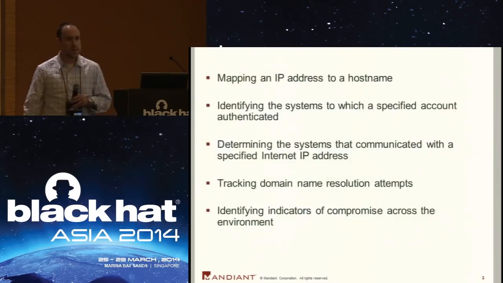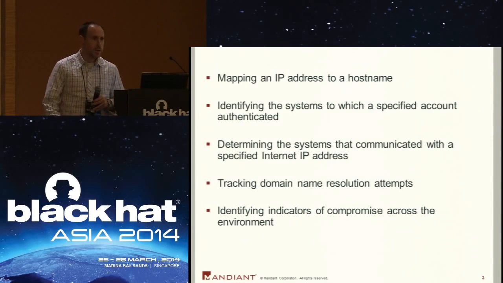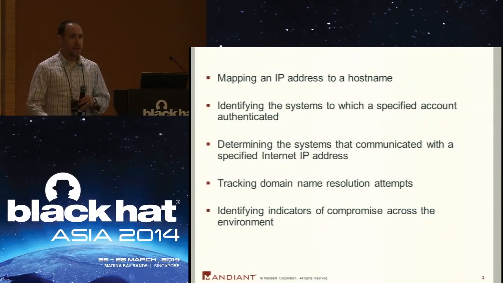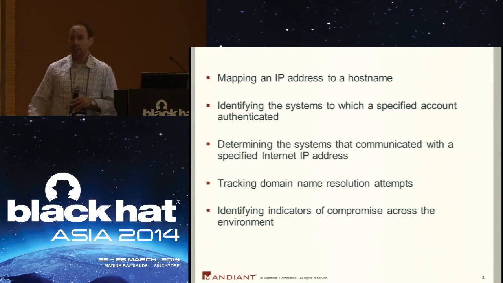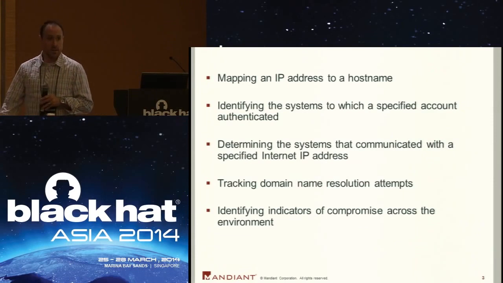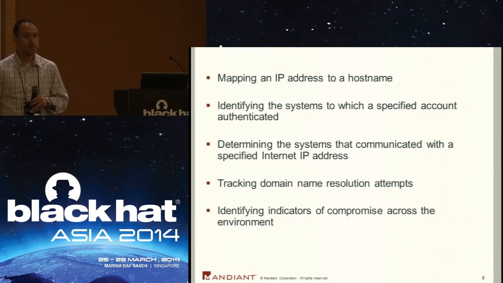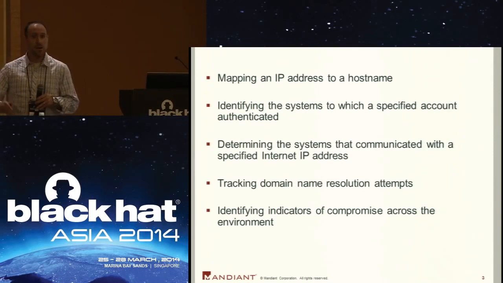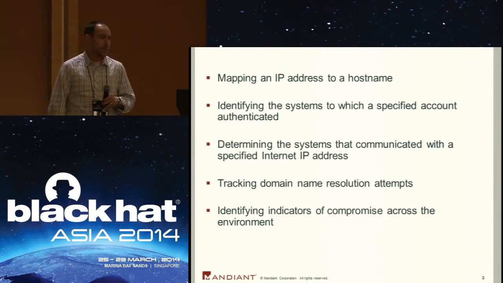So the 5 capabilities are, number 1, if you have an internal IP address and a timestamp, you need to have the capability to take that information and determine what host that corresponds to, so the computer system, the host name. Number 2, if you have an account name that is of interest in your investigation, you need to be able to take that account name and for some period of time figure out where that account has been used to authenticate.